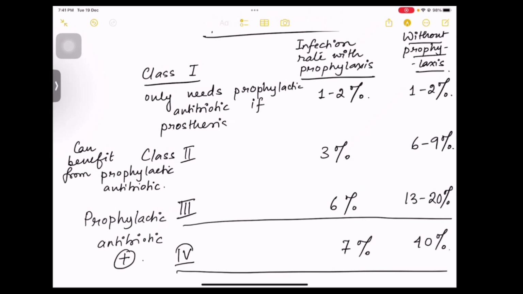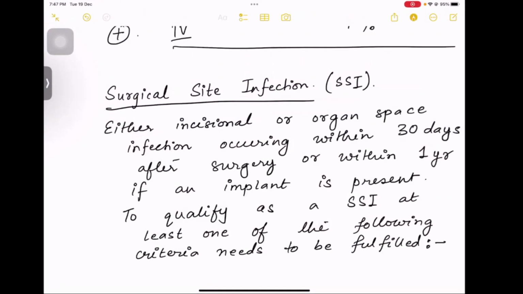But as the class of the wound progresses, you can see that there is a difference in the infection rate with and without prophylaxis. For example, in a class 2 wound, the infection rate with prophylaxis is 3%, and without prophylaxis it is more, that is 6 to 9%. So we can say that class 2 wounds can benefit from prophylaxis. And in class 3 and 4 we have prophylactic antibiotics as well.